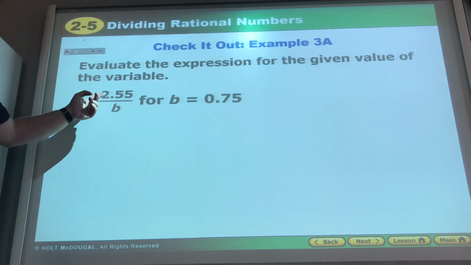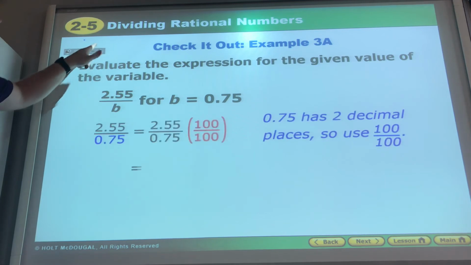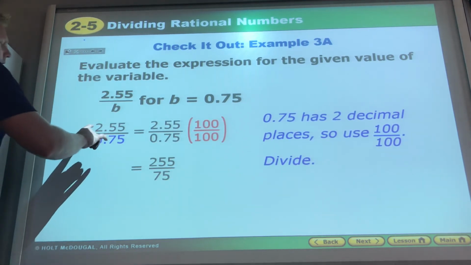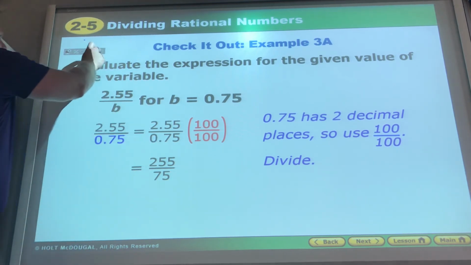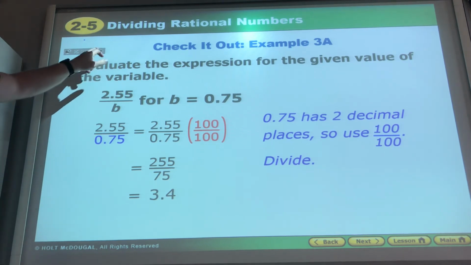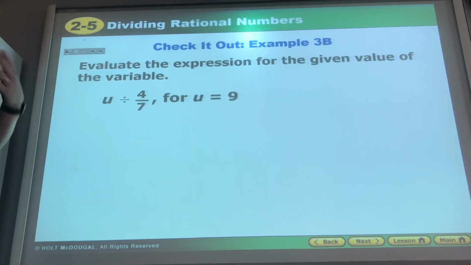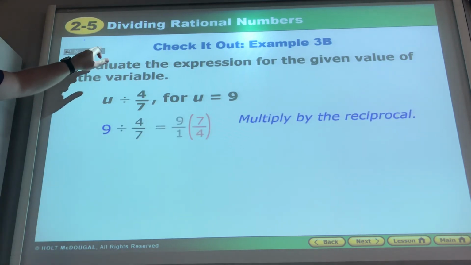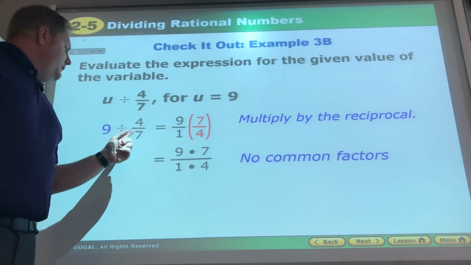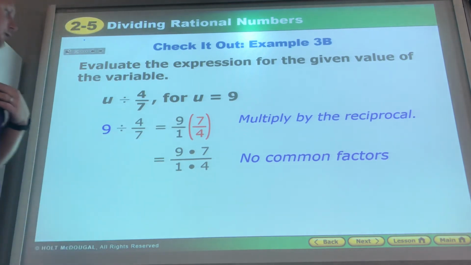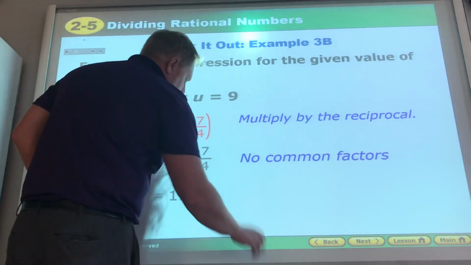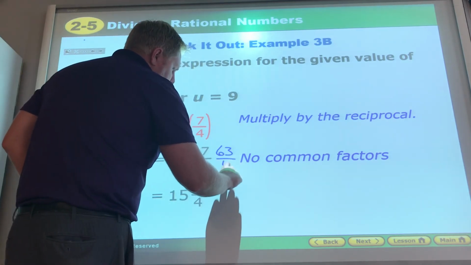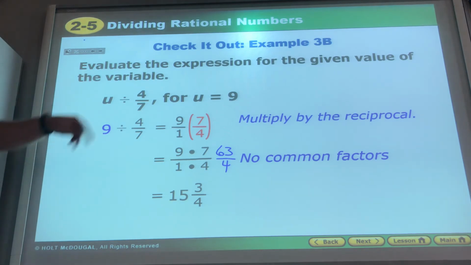Another one of these, remember, they plug it in. They change them both there. The numerator goes inside the house, the denominator outside the house, and you get 3.4. All right. Again here, we're going to put the 9 in there. 9 divided by 4/7 is the same as 9 times 7 over 4. We do that and we get 15 and 3/4. If we did this math here, it would have been 63 over 4, and then it changes into that mixed number. Okay?